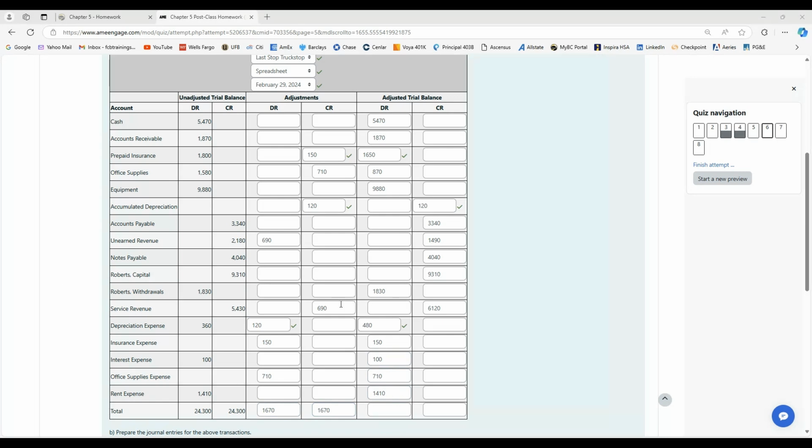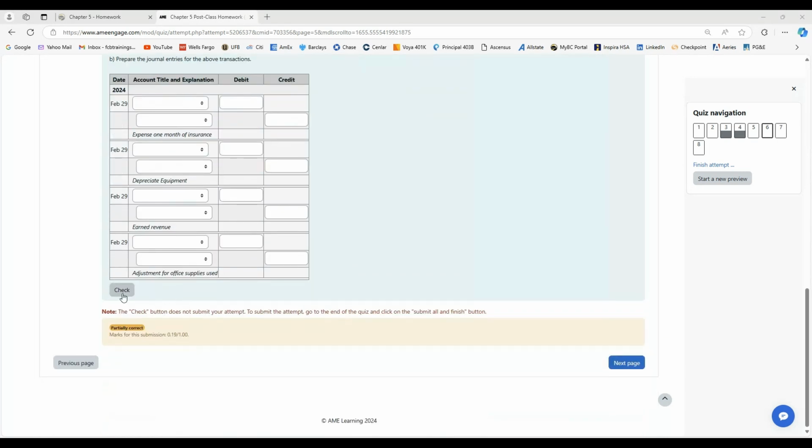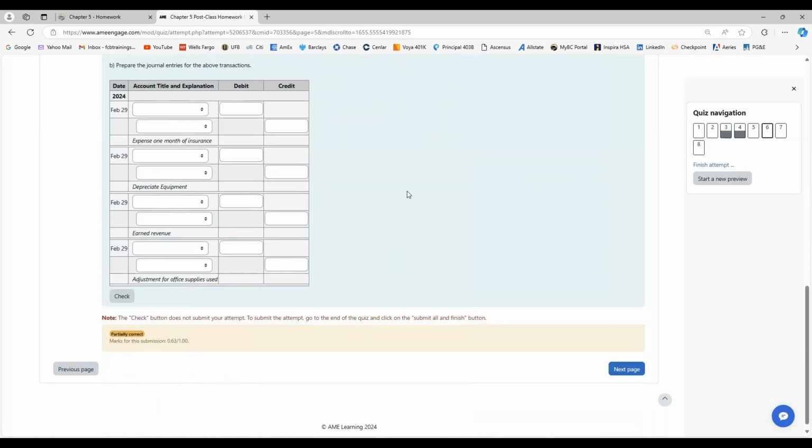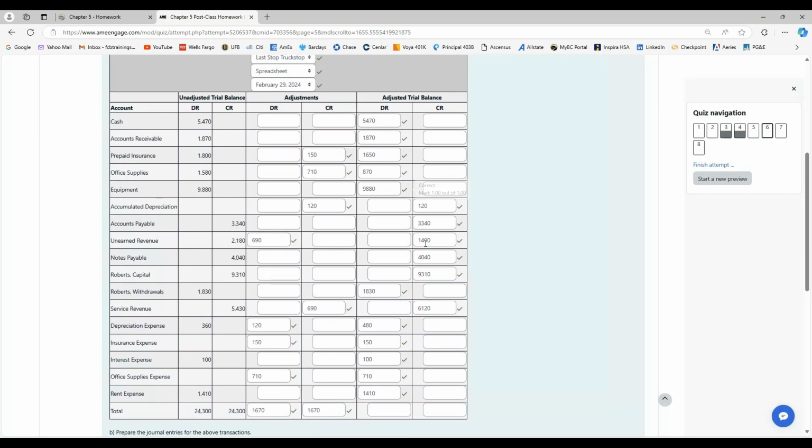Okay, and I check myself as I go, to see if things are coming along. Okay. And then let's add up all of our adjusted numbers. 5470 plus 1870 and so on. Add all these up.